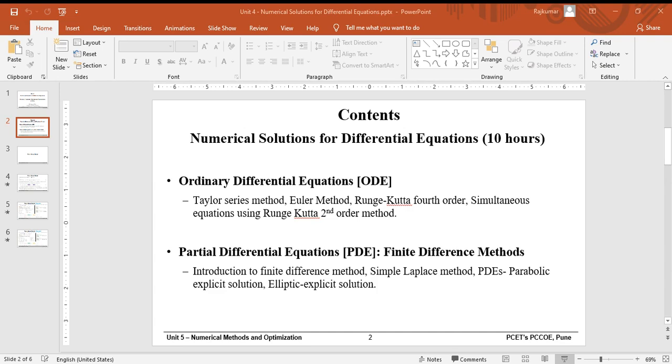This d2y by dx square can be denoted by y double dash or y2, then ∂f/∂x by fx, ∂f/∂y by fy, and dy by dx by f dash. So these are the notations we will be using for showing the differentials. Then similarly differentiating this equation again and again. So this is given to you, and this is the first derivative, second derivative you took.